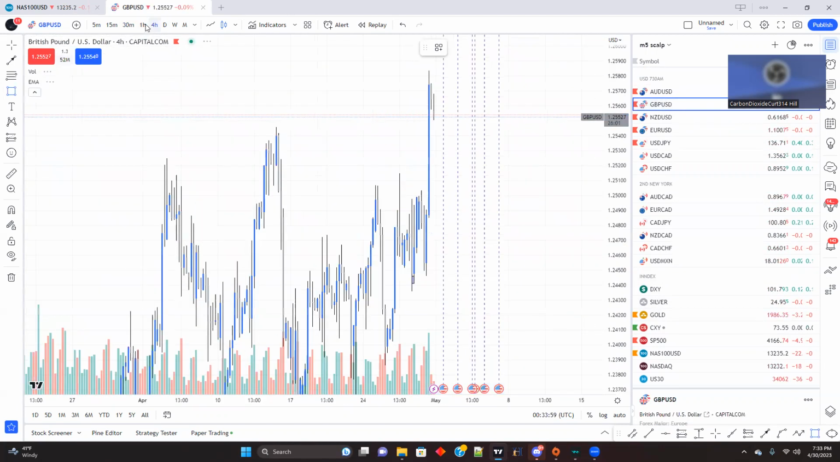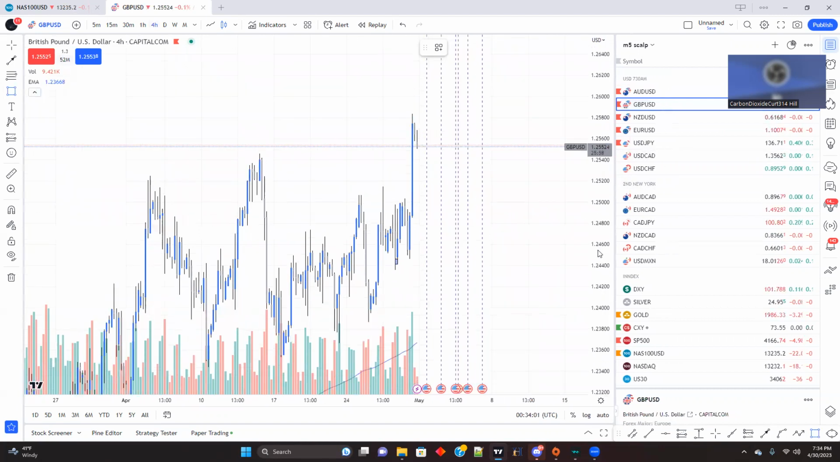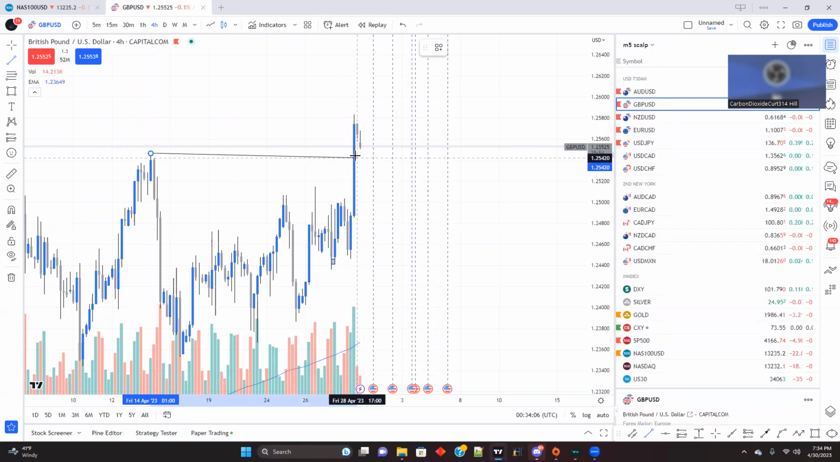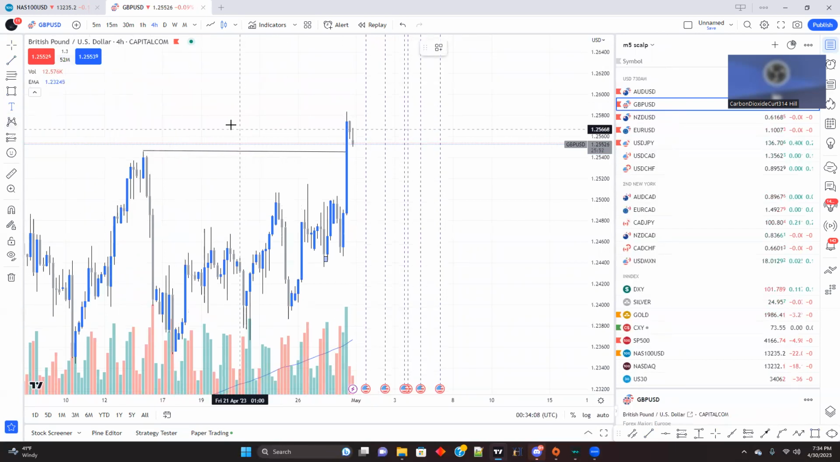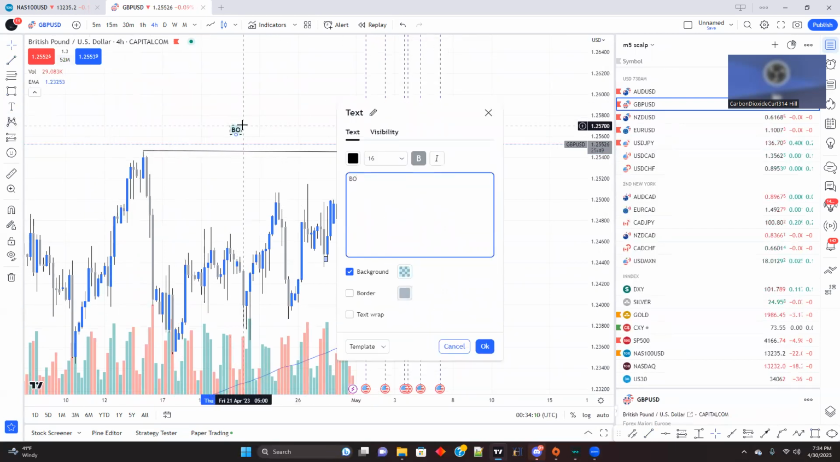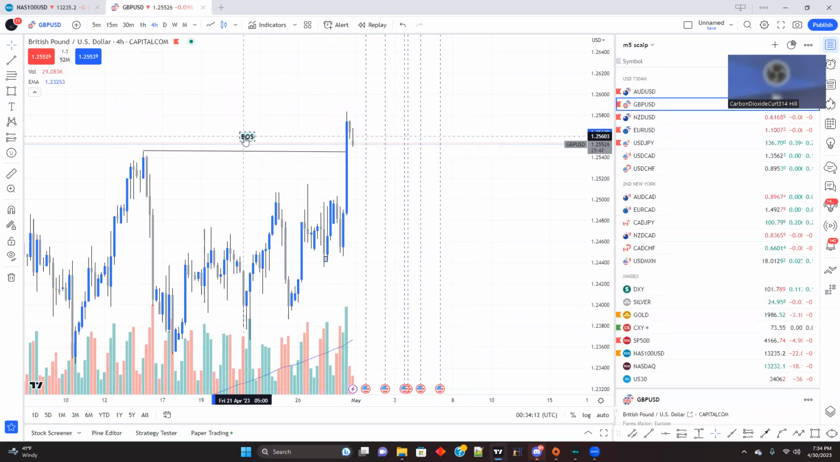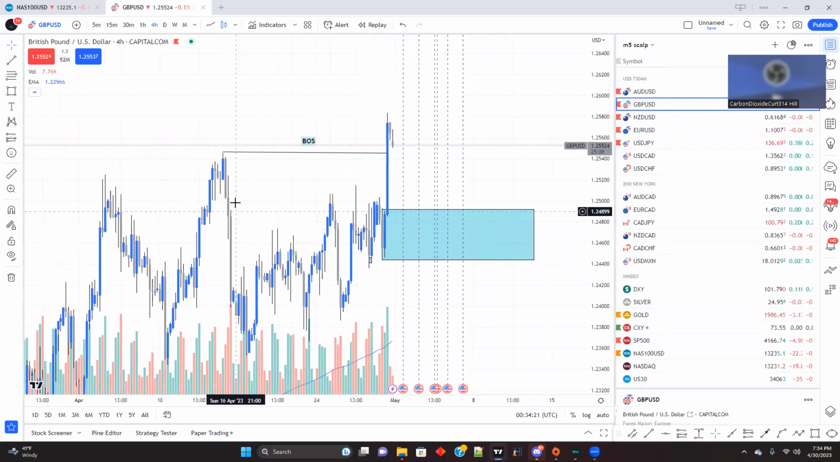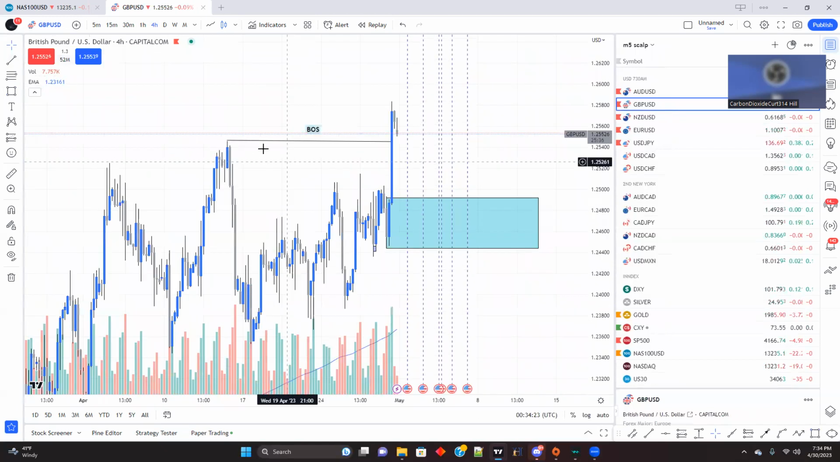GU looks beautiful. We got a break of structure candle right here. So BOS, that's a break of structure. So the pound is doing very well. So we have a fair value gap and we have a demand right here. So all we're looking for is we're going to take a continuation to the upside.